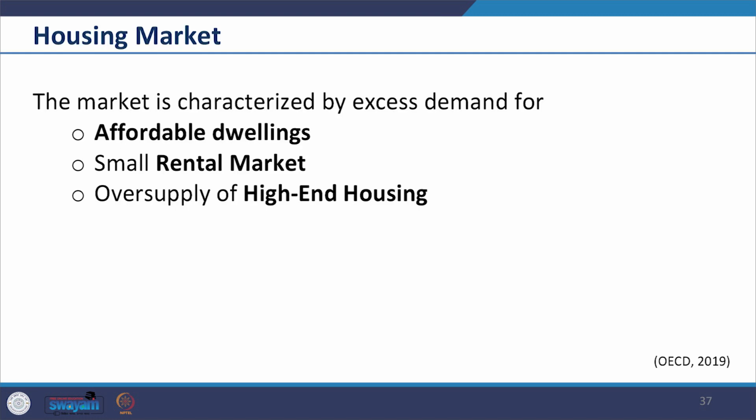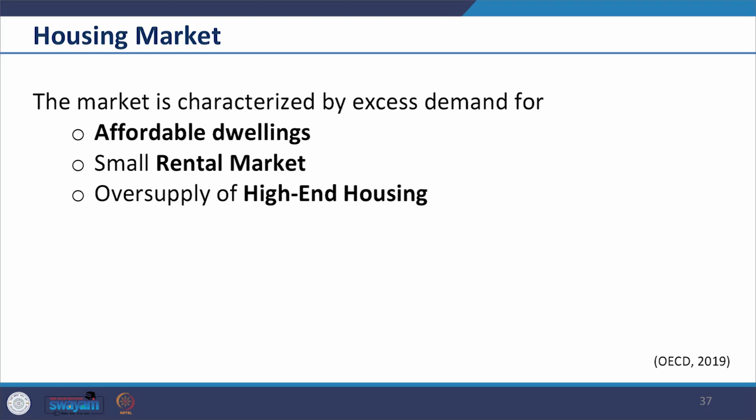Now we look at the housing market in the country. The market is characterized by excess demand for affordable dwellings, a small rental market, and an oversupply of high-end housing, especially in the urban areas. The housing shortage among the low-income group is large, despite an increase in the stock of quality housing in recent years, because house prices are high relative to incomes and access to credit is often challenging.